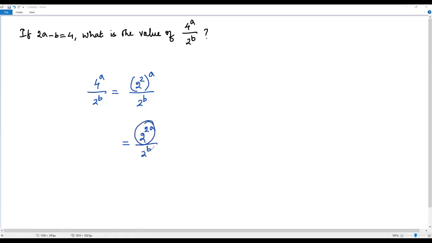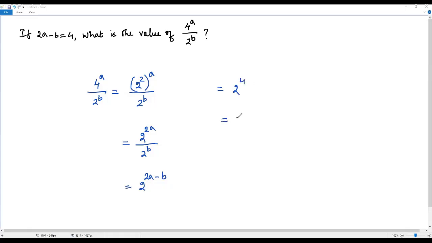Here we divide two terms with the same base, that is 2. Whenever we divide two terms with the same base, we can take the base once and subtract the exponents. That is 2a minus b. We already know the value of this expression 2a minus b. It's given in the question itself, that is 4. So now I can plug in the 4 for this expression 2a minus b, that is 2 to the power of 4.